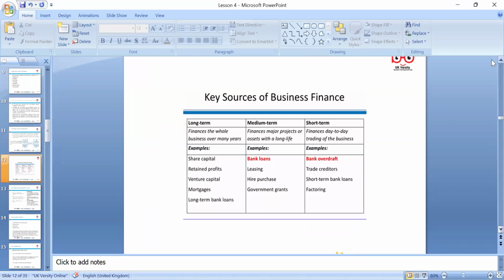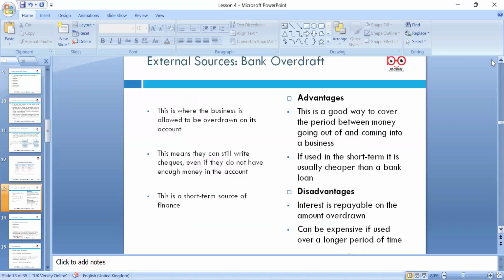So you can categorize finance into long term, short term, and medium term, and by purpose. Short term can be bank overdraft, trade creditors, or a short term bank loan. It can be factoring: you have an invoice to receive from the customer, but you can give it to the bank. For example, you are supposed to receive £100, but the bank is happy to give you £90 on the invoice, and the bank then gets the £100 from the customer.